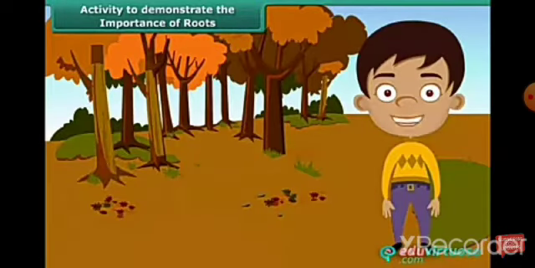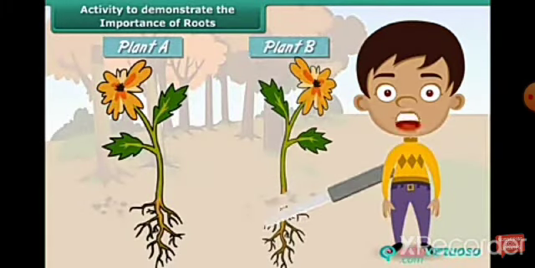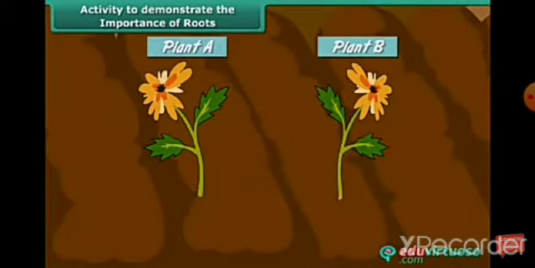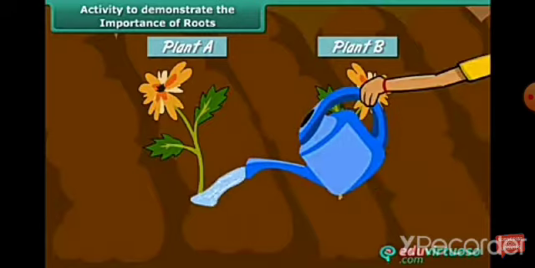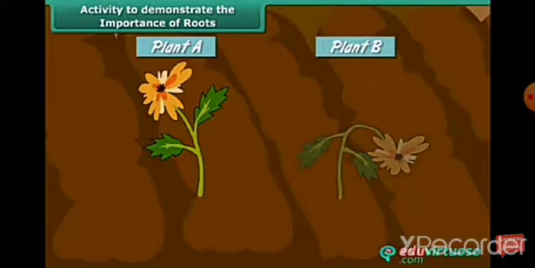Let us perform an activity to demonstrate the importance of roots in the life of a plant. Take two plants, A and B. Cut off the roots of plant B. Plant both the plants A and B in the soil and water them every day. After a few days, plant A appears as healthy as it was on the first day, whereas plant B appears wilted. This proves that roots absorb water from the soil and transport it to the other parts of the plant.